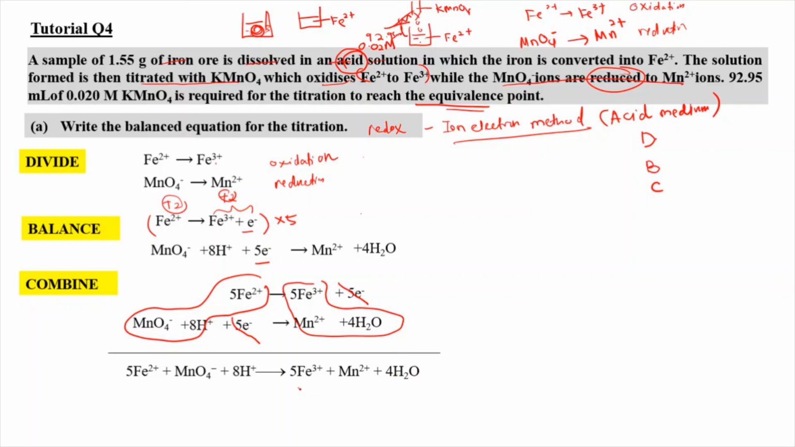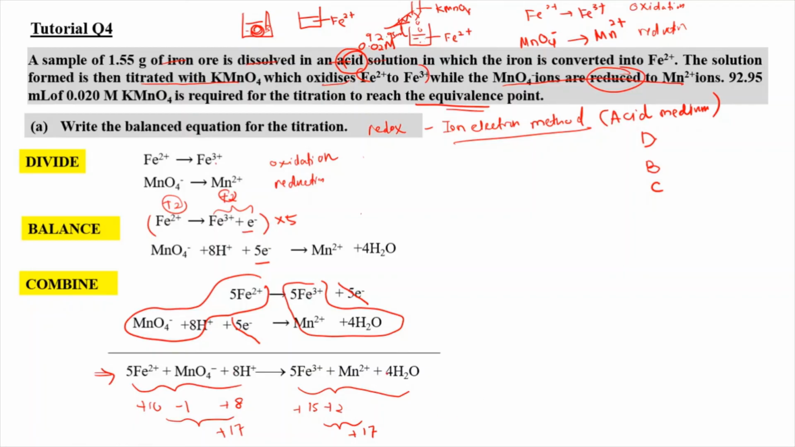You can even check the charge balance. You can see that 5 times 3 plus is 15, plus 2, so it's going to be plus 17. For here, you have plus 10 minus 1 plus 8, so overall you get plus 17 as well. So the charges are balanced. The most important part is to get this one correct, which is the balancing of the equation.